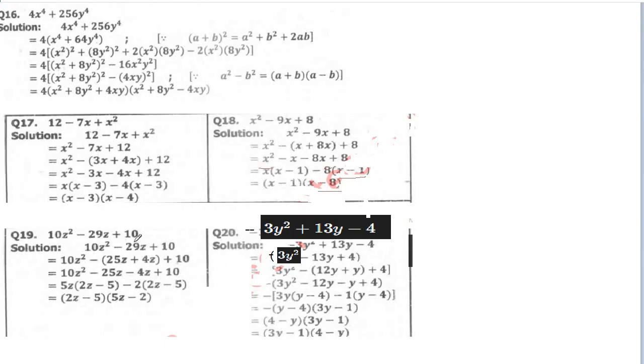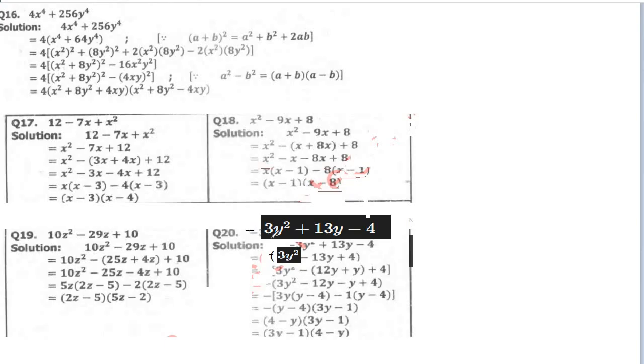Similarly, in question 19, again it is simple. You must multiply to get 100. If you multiply 100 and the factors add, you must get 29. So 25x and minus 4x are the factors, plus 10. So taking common 5x, 2x, because 5 is common, 5 and x is common. 2x minus 5. Now take the common minus 2, 2x minus 5. Now take the common 2x minus 5. This is your answer.